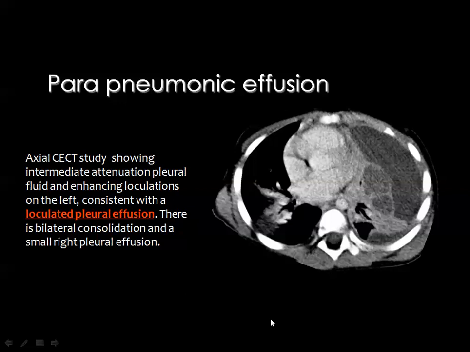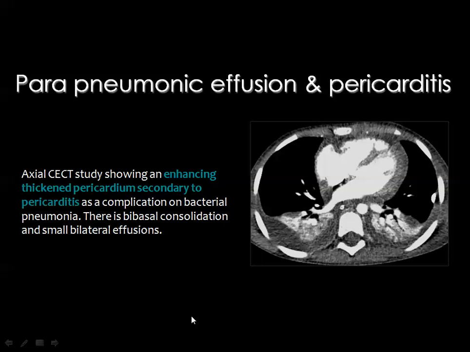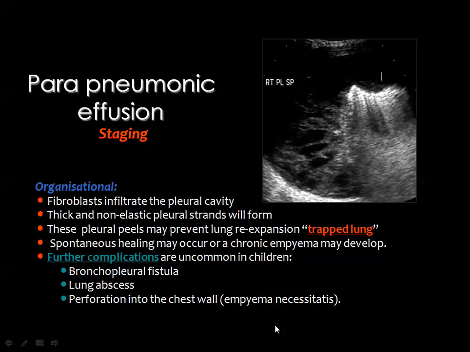And sometimes you get multiple loculi within the effusion seen by CT, which is an indication that this effusion is secondarily infected. And here you see bilateral pneumonic consolidations in the lower lobes, and you see pleural effusion, which is a little bit more on the right side.